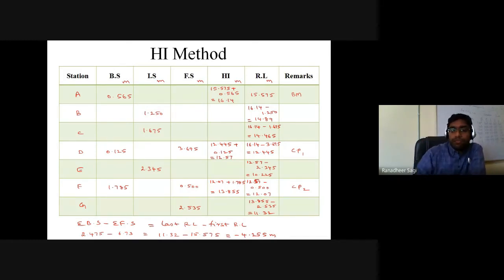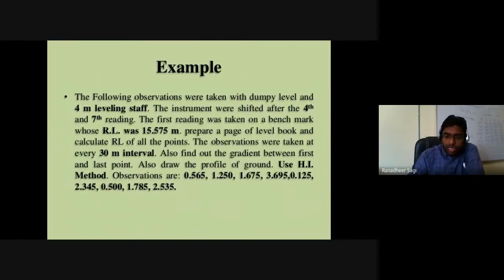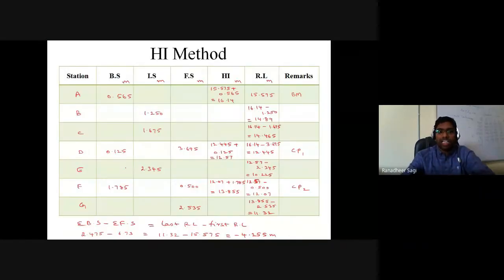Now, this itself is not the end of the problem. What is mainly asked here is to find out the gradient between the first and last point. So, what is my first point? Point A. What is my last point? Point G. With respect to the first and last points, I am required to find out the gradient.